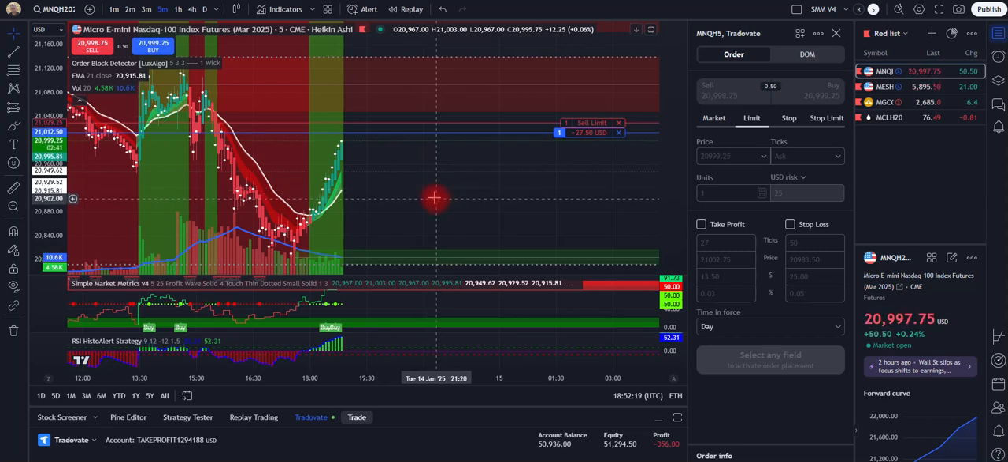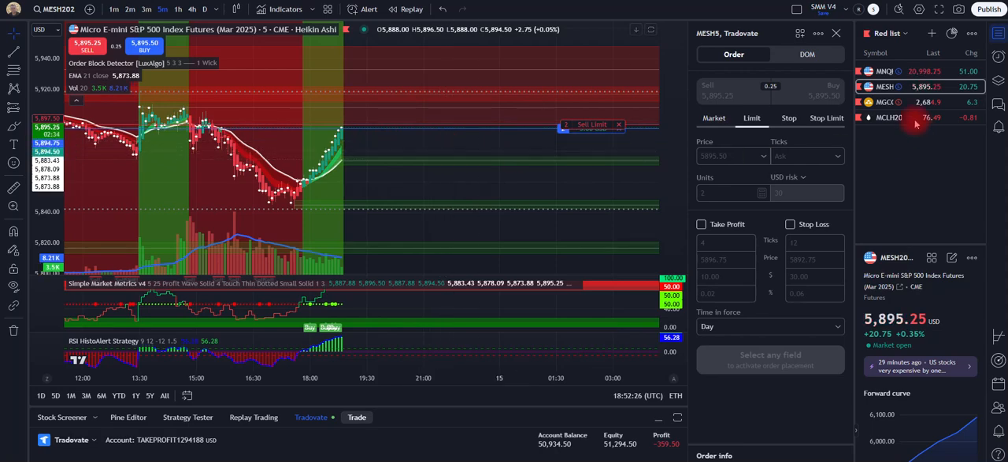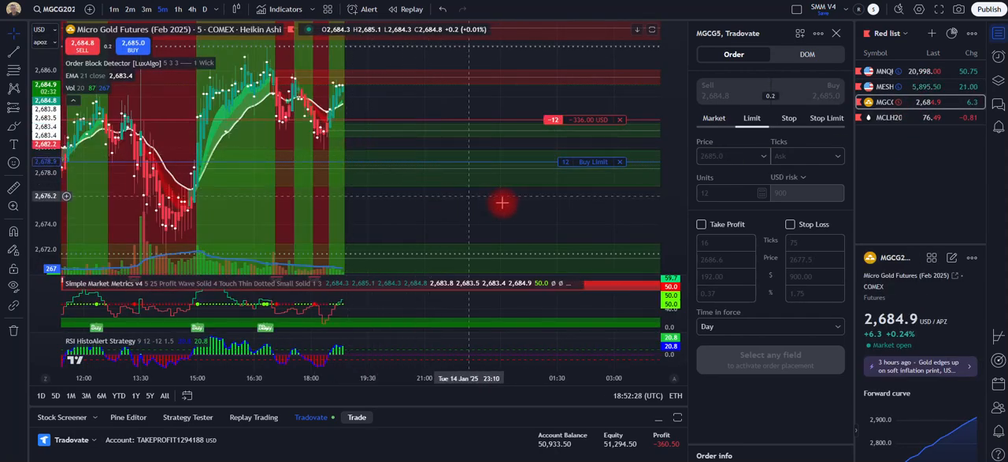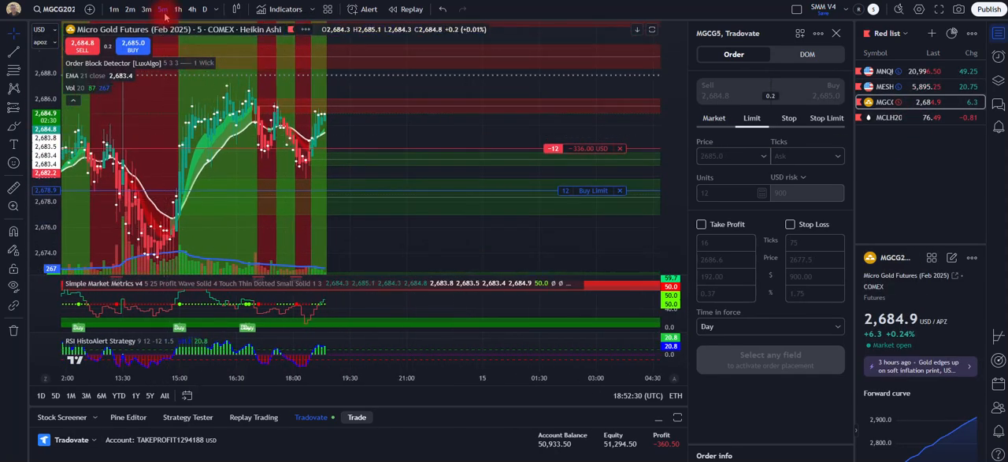So I think we're gonna end this, even if I just take small losses on these two, and then just scale out of this trade. Just watch my gold trade. Let's see how things end up.